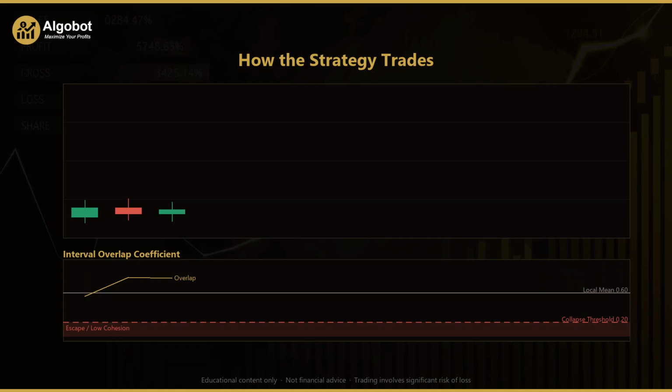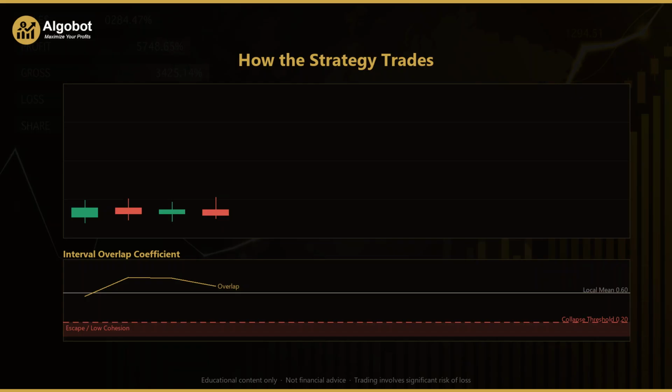Look at the opening bars on the left. Price is drifting sideways in a tight value region, and the overlap coefficient sits high, up around 0.7 or 0.8. Each new bar shares most of its price space with the one before it, so buyers and sellers are essentially agreeing on value. There's no anomaly here, and the strategy stays flat.